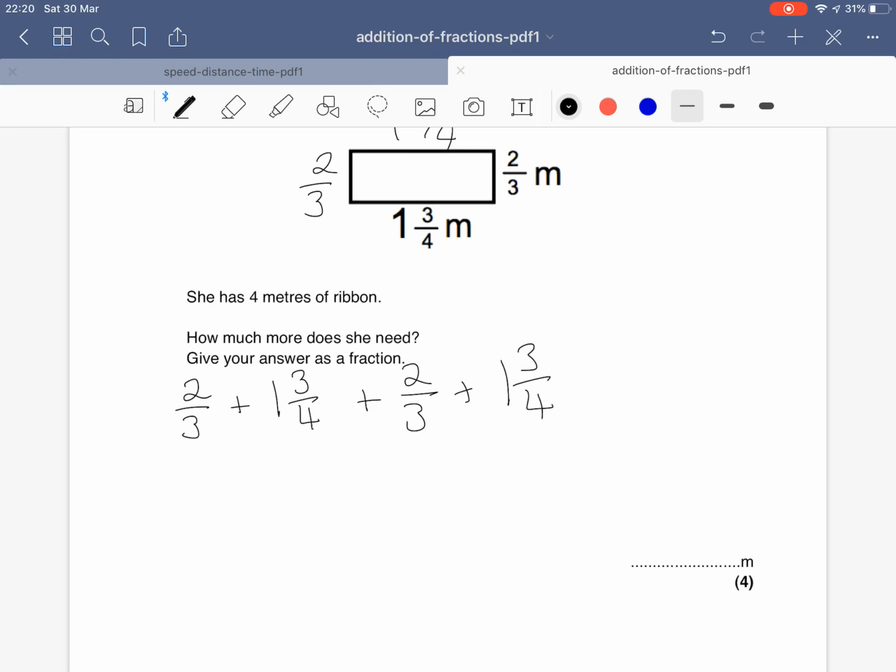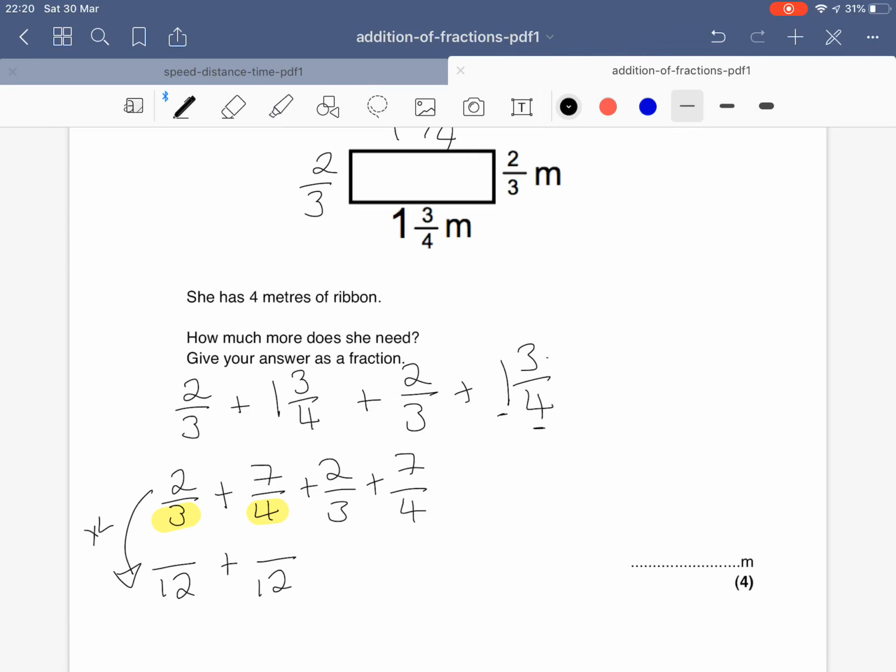Let's change the 1 3/4 into an improper fraction. So we've got 1 lot of the 4, that's 4, add our 3, that's 7. So we've got 2/3, add 7/4, add our 2/3, add our 7/4. So we need to know what number goes into the 3 and 4 times table. It's going to be 12. So how do we go from 3 to 12? We would times by 4. 2 times 4 is 8.